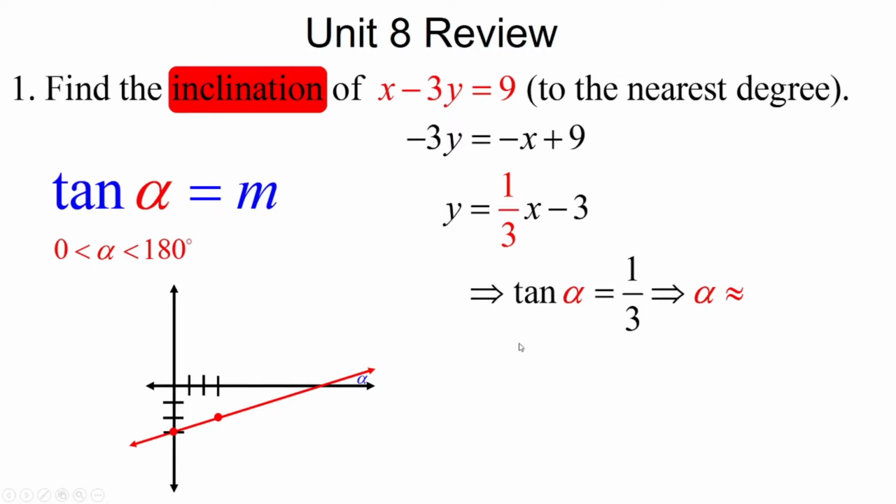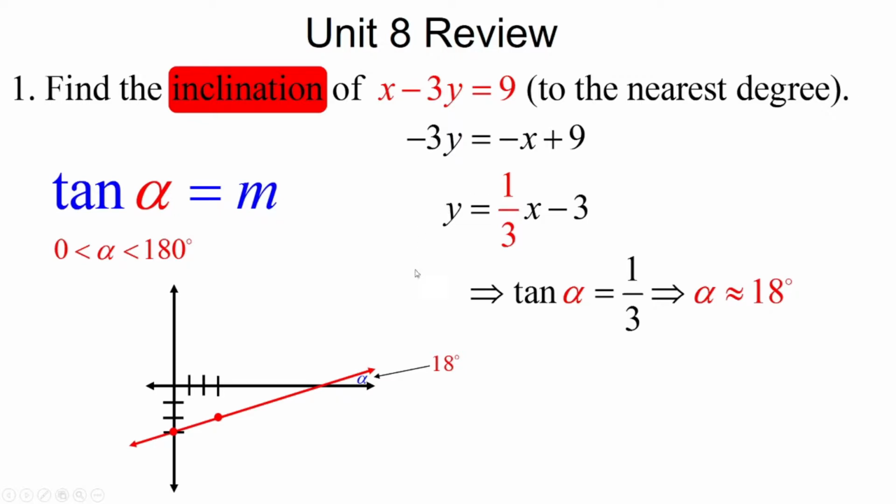So alpha is approximately, so I'm going to get out my calculator, turn it on, and check my mode. I'm in radians right now, so I'm going to go to degrees. Okay, I highlighted degree. And now let's punch out the inverse tangent of 1/3. So second tangent for inverse tangent of 1 divided by 3. And I'm getting, to the nearest degree, approximately 18 degrees. So guess what? That angle alpha right there is 18 degrees. There you go. That's all there is to this.